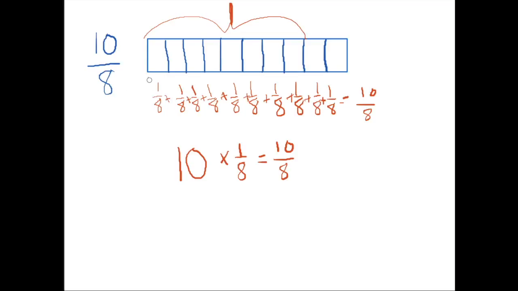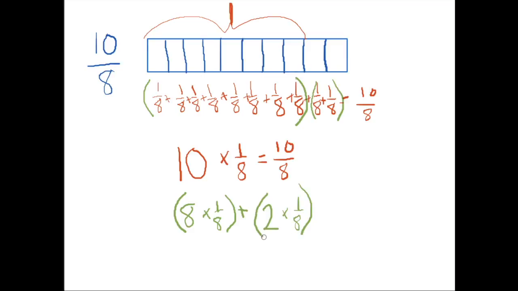Let's put some parentheses in here and write some new multiplication sentences. So in this first parentheses, I have 8 equal groups, and each group is worth 1/8. So I have 8 times 1/8. And then in my last set of parentheses, I have 2 equal groups, and each group is worth 1/8.